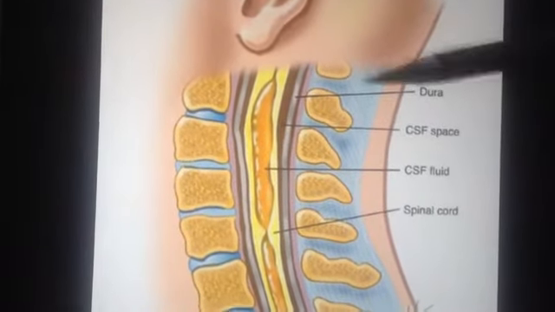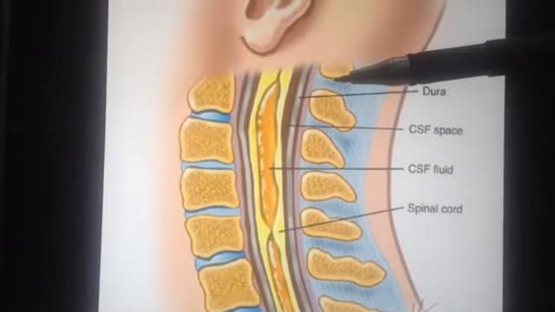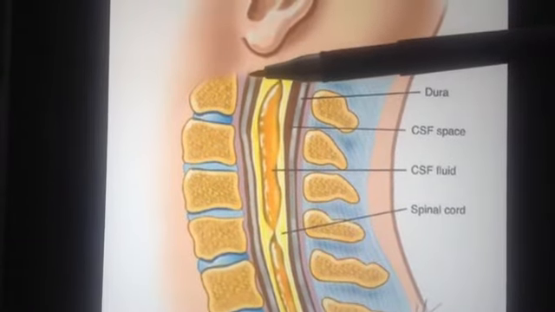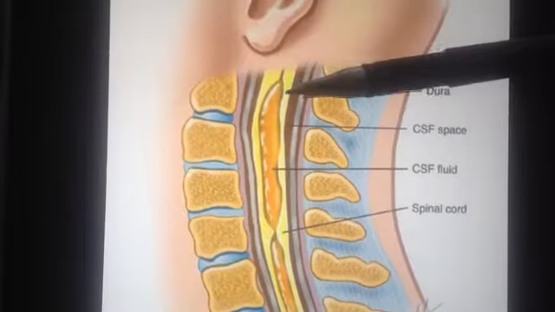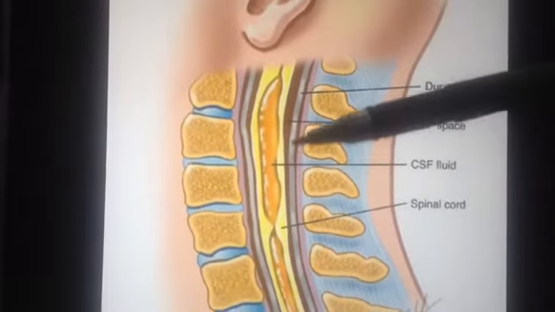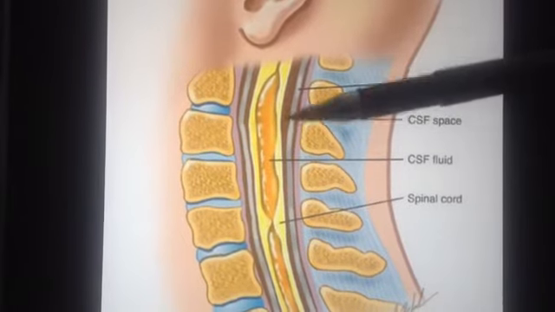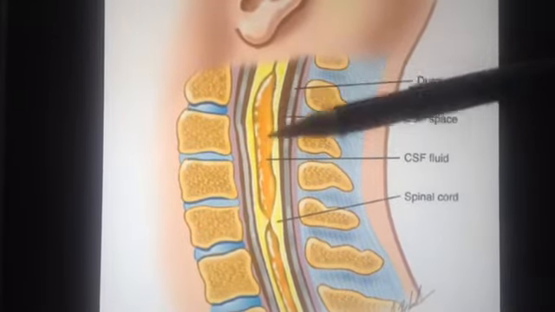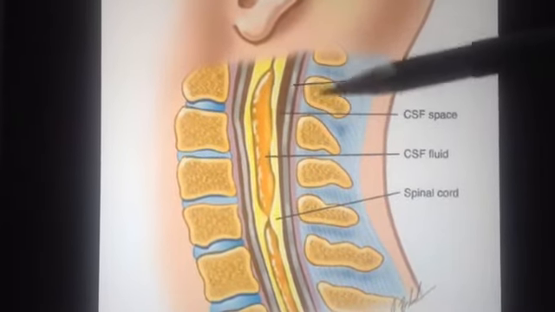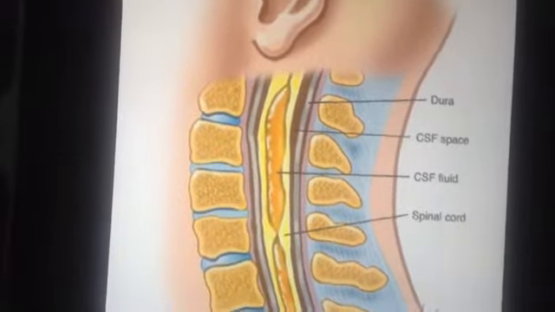The diagram we are seeing is a schematic diagram of the spinal cord at the level of the cervical vertebra. This is the fluid inside the spinal cord. So now we are going to dive in.